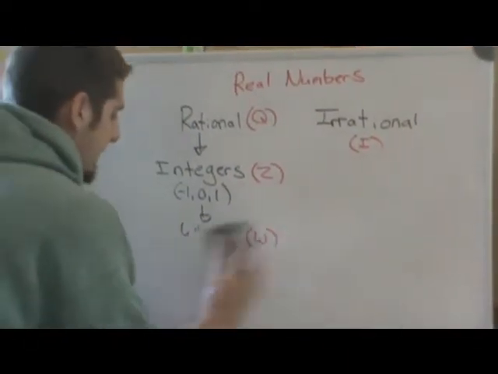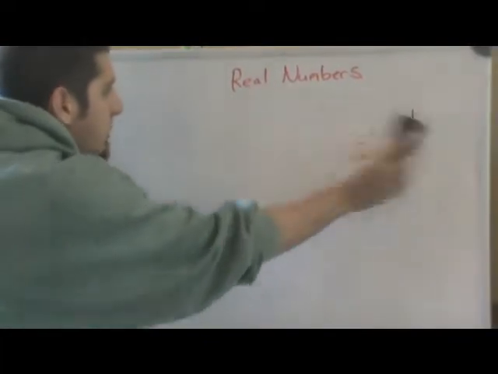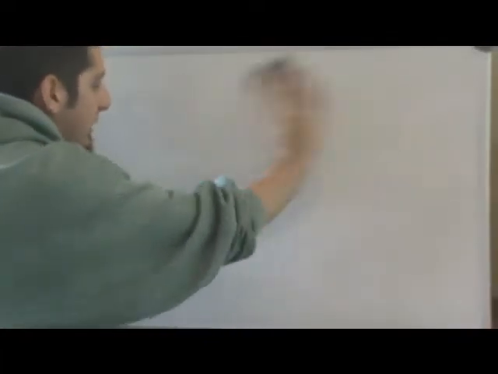I'm Mr. Kangas, and today we're going to be taking a look at Chapter 9, Section 2, the real number system. And in today's lesson, we're going to be taking a look at solving equations that have squares in them.